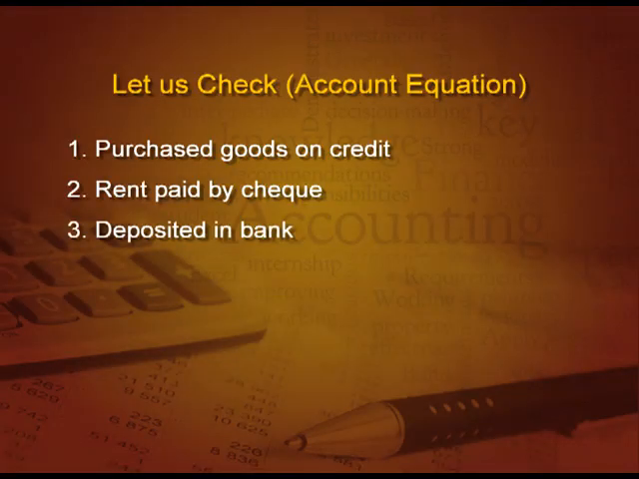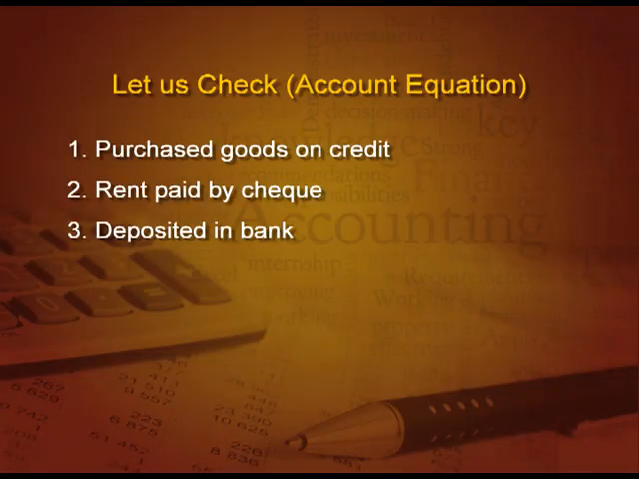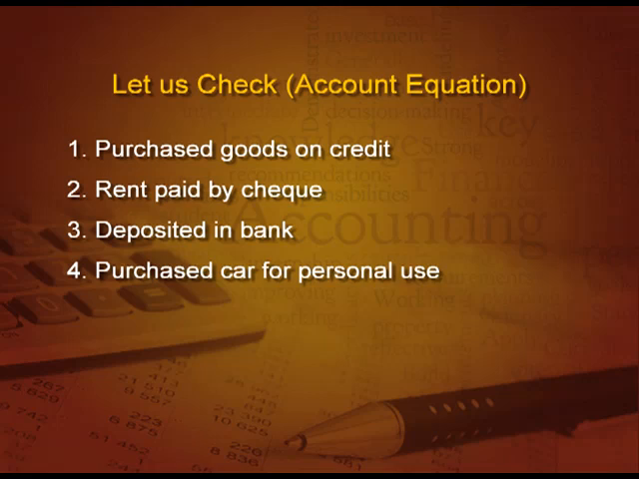Fine. Next entry, deposited money in the bank. Cash will come down and bank will go up. One asset coming down, one asset going up. Equation again tallies.